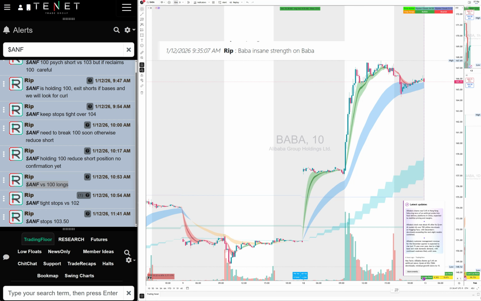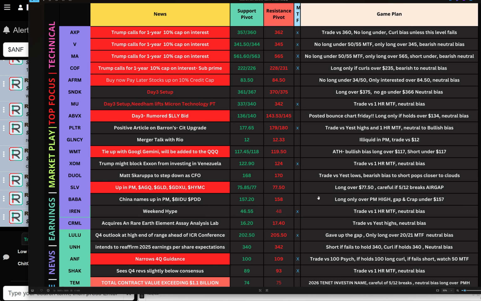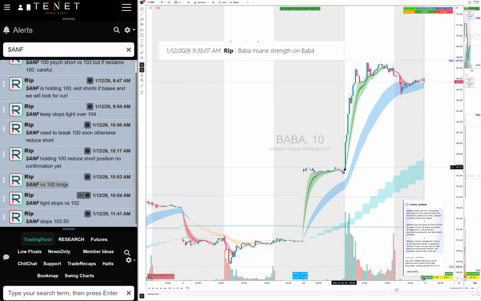The plan I gave for BABA to the traders was long over pre-market highs, gap, and under 157. So as soon as it breaks over pre-market highs, you take it long. I did tell traders in the morning BABA is insane strength, so traders traded with the pre-market plan, took it all the way from the pre-market highs to 166. Just pure insane trend and move on BABA. All right, so that was BABA.